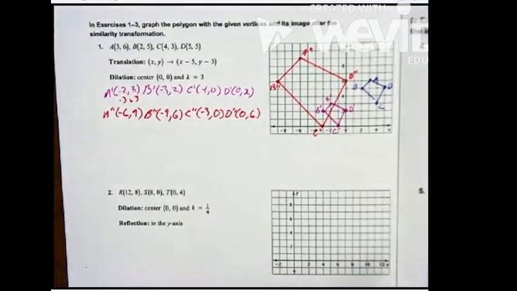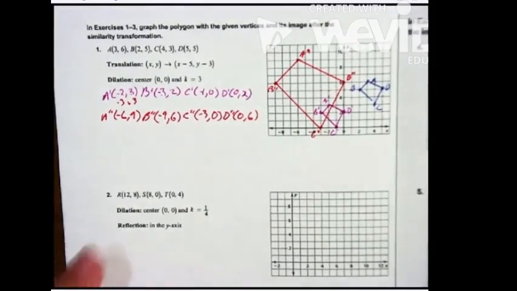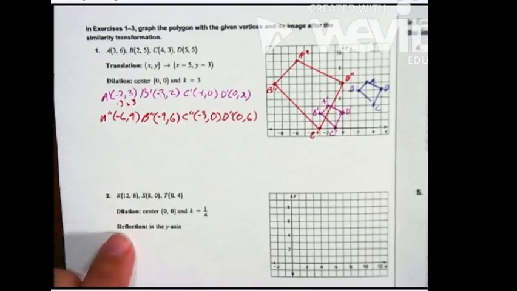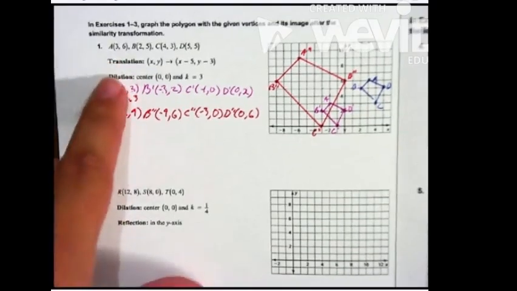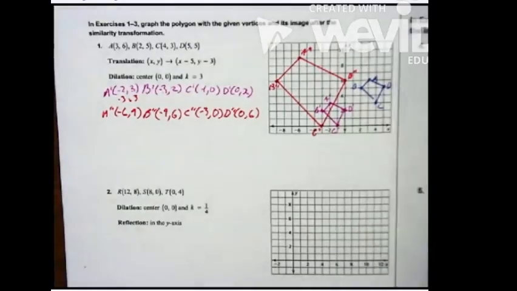Not too bad. All these are just compositions of figures. You're going to take the first figure one and then the second one. Okay, so here we did translation, then dilation. On number 2, we're going to do dilation and then reflection, not because of any specific rule, just because dilation is listed first. So that's what we're going to do first.